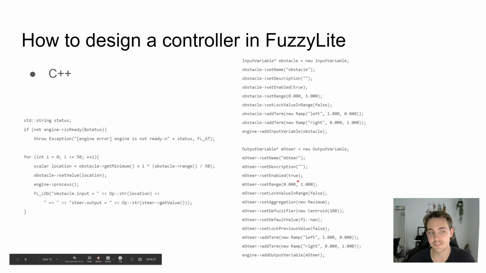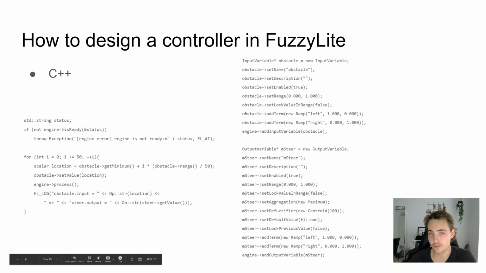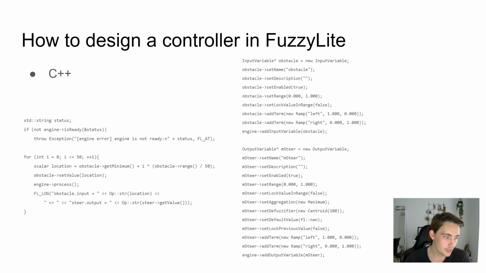So this is how we can set it up in C++, and over here to the left, which is the same as on the previous slide, we can run our FuzzyLite controller in the code. So this is almost the same. This is just in C++, and we don't need to have another file where we specify some other stuff. We just have this in code, and we have some objects that are pointing to different methods for setting up our controller and tuning our parameters.